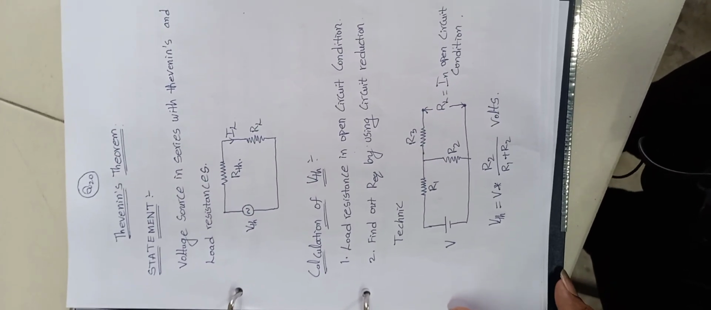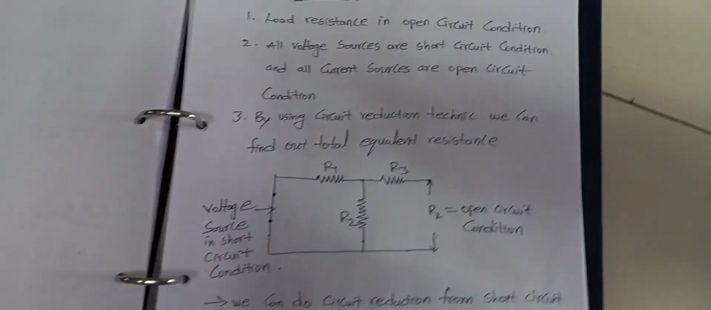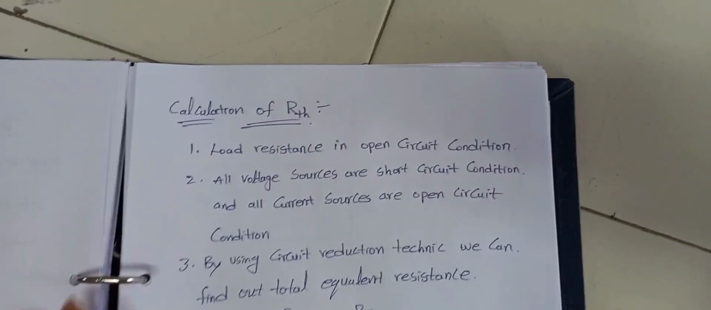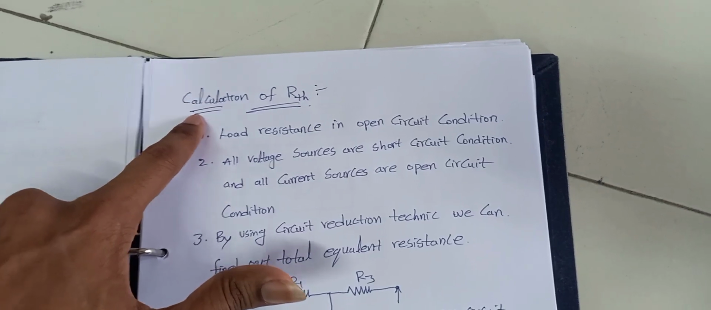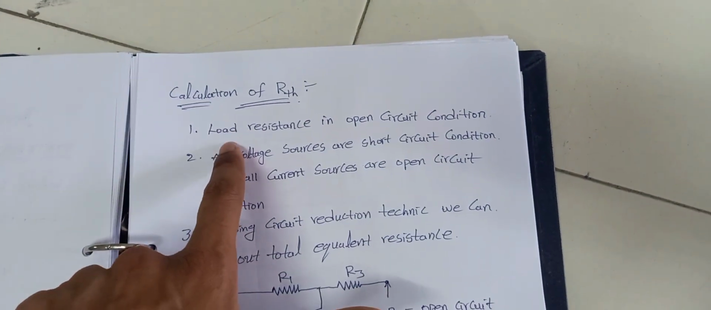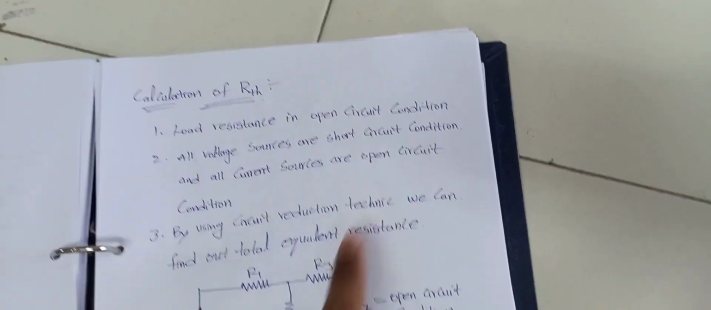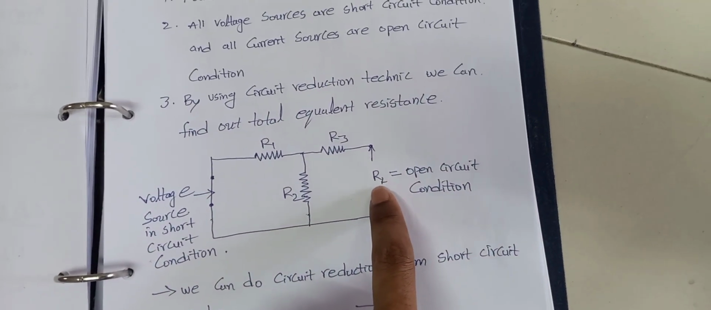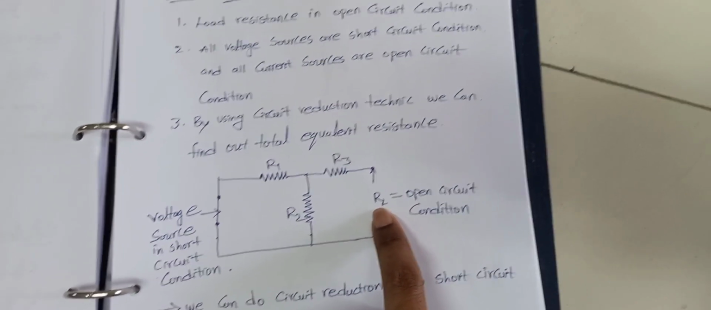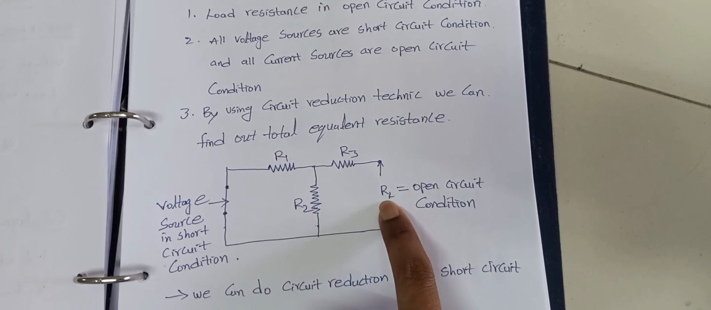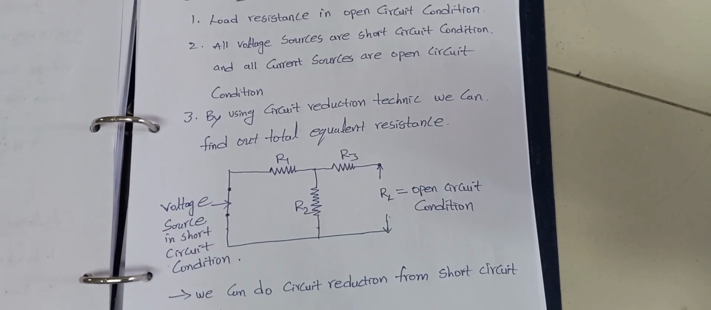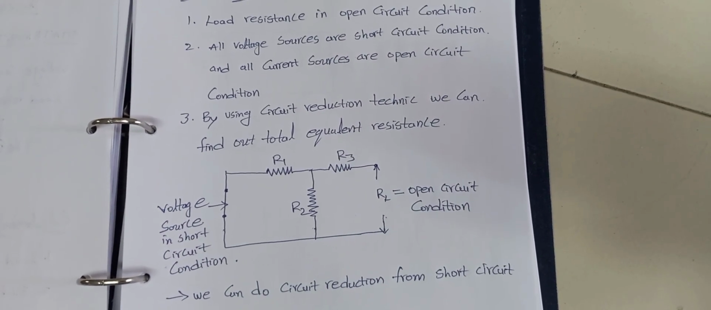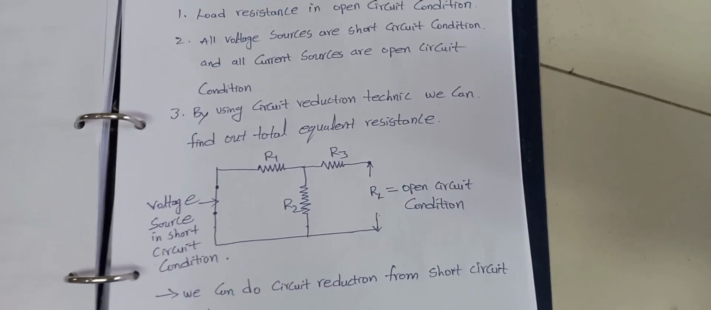So this is our calculation of V Thevenin. Then we will go for R Thevenin. You remember, here again I have given three conditions for calculation of R Thevenin. First, the load resistance in open circuit condition. I have redrawn that circuit with the load resistance in open circuit. In the V Thevenin calculation also, the load resistance is in open circuit only.